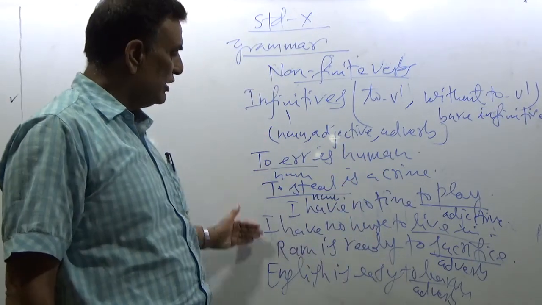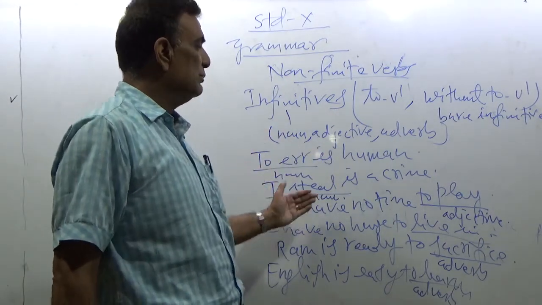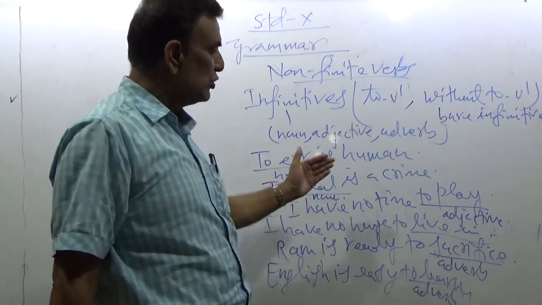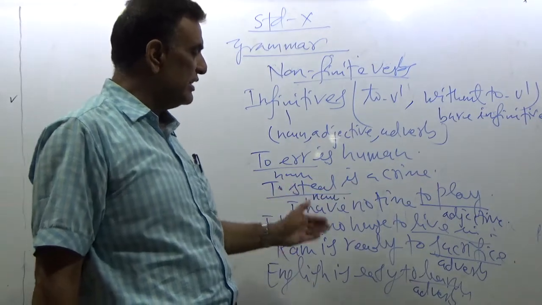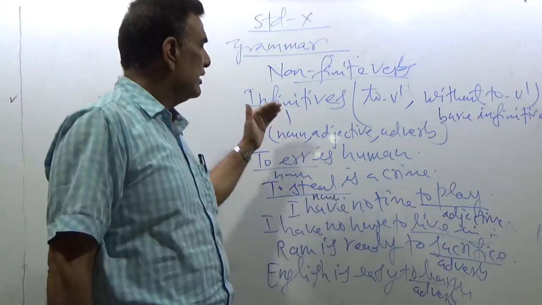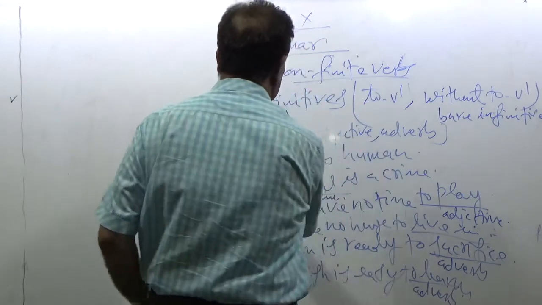In all these sentences, to err is human, noun. To steal is a crime, noun. I have no time to play, adjective. I have no house to live in, adjective. Ram is ready to sacrifice, adverb. English is easy to learn, adverb. So in different ways the to infinitive word is used. Next is the bare infinitive.